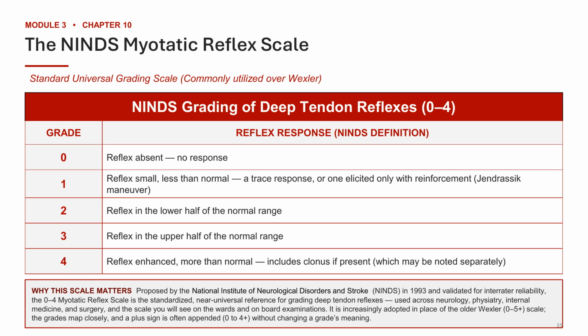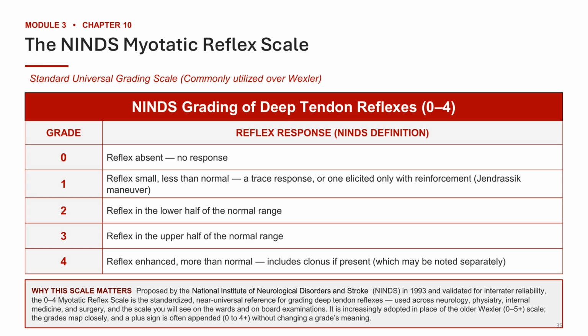Now let's formalize grading, because if you and I examine the same patient, we should record the same number. This is the NINDS myotatic reflex scale, proposed by the National Institute of Neurological Disorders and Stroke in 1993 and validated for inter-rater reliability. It runs 0 to 4, and this is the scale to know for board examinations.